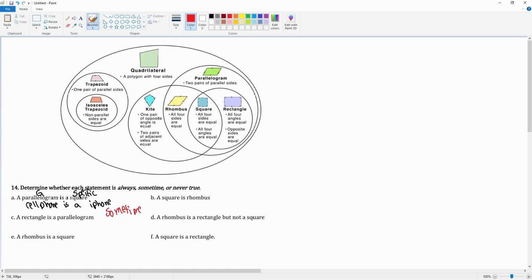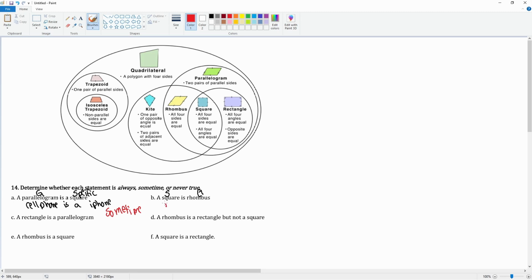Same thing here. It's only a square if all four sides are equal and all four angles are equal. So it's sometimes. A rhombus is a square. So notice that the rhombus is the generic because it's the big one, and the square is a very specific one. Okay, so ready? Let's just take a look at this.